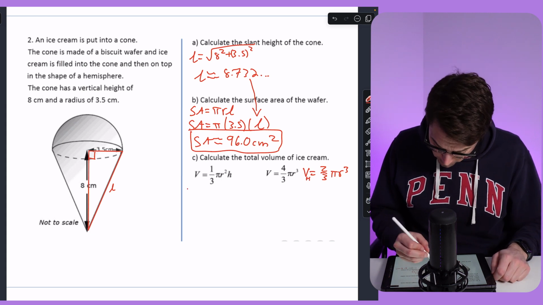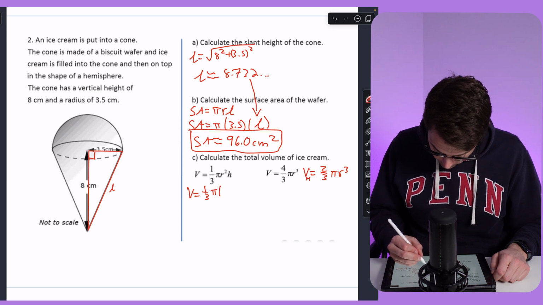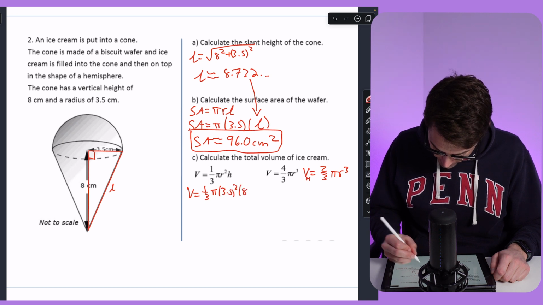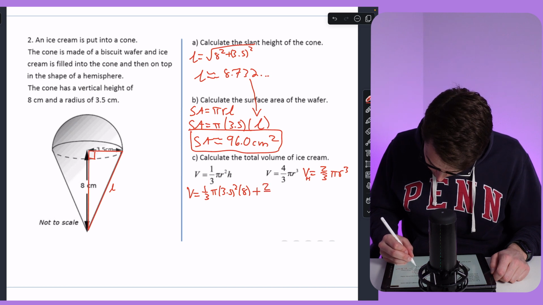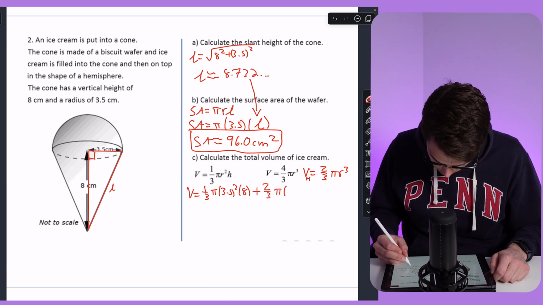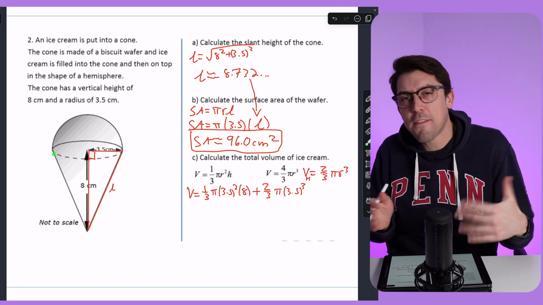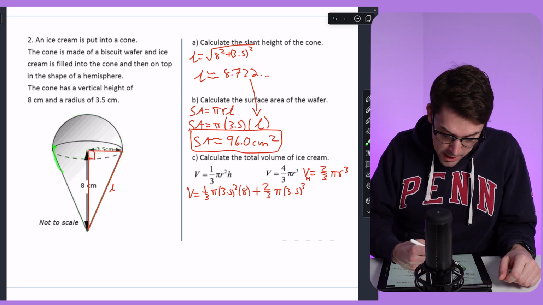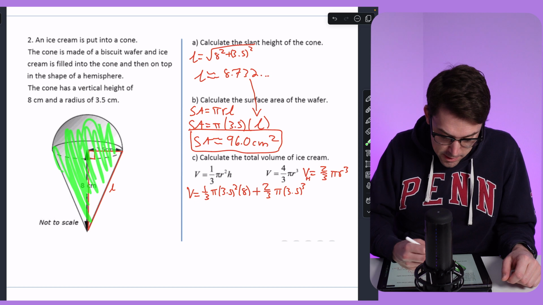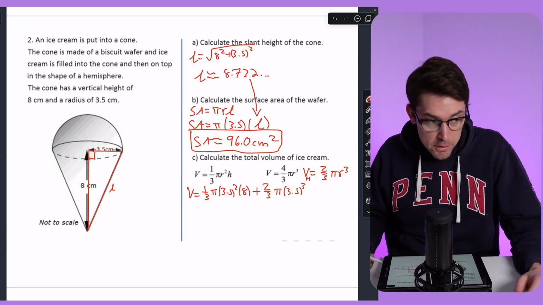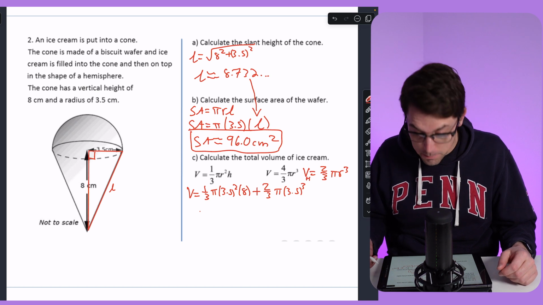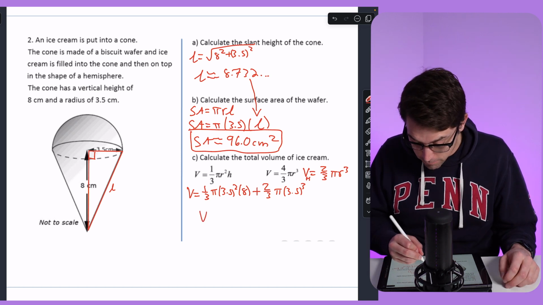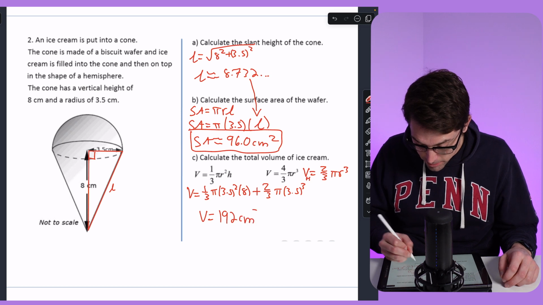So now, the total volume is going to be equal to whatever this cone is, that's 1/3 pi times 3.5 squared times the height h, plus 2/3 pi r cubed, which is going to be 3.5 cubed. What I have to recognize here is that the volume of this cone plus the volume of this top shape, if I add those together, is going to give me the amount of space that this entire thing is going to take up. Now if I put that all in my calculator, rounded to three significant figures, I am going to get the volume is about 192 cubic centimeters.